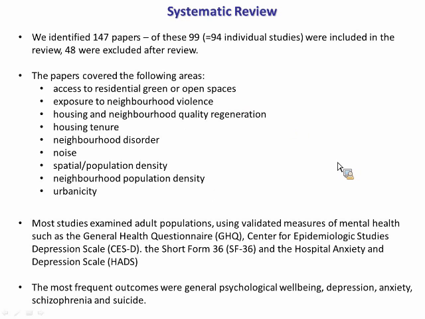And when we looked at these studies, we were trying to find studies that have got good measures of mental health, and often the studies don't have what we would think of in psychiatry as a good measure of mental health. So most of the studies we found did have what we call symptom scales, so things like the General Health Questionnaire or the short form 36. So these are okay measures of symptoms of depression or anxiety, but they're not what we would think of as medical diagnoses, so they're not ICD-10 diagnoses of these disorders. And the most frequent outcomes we saw were general psychological well-being, depression, anxiety, schizophrenia and suicide.